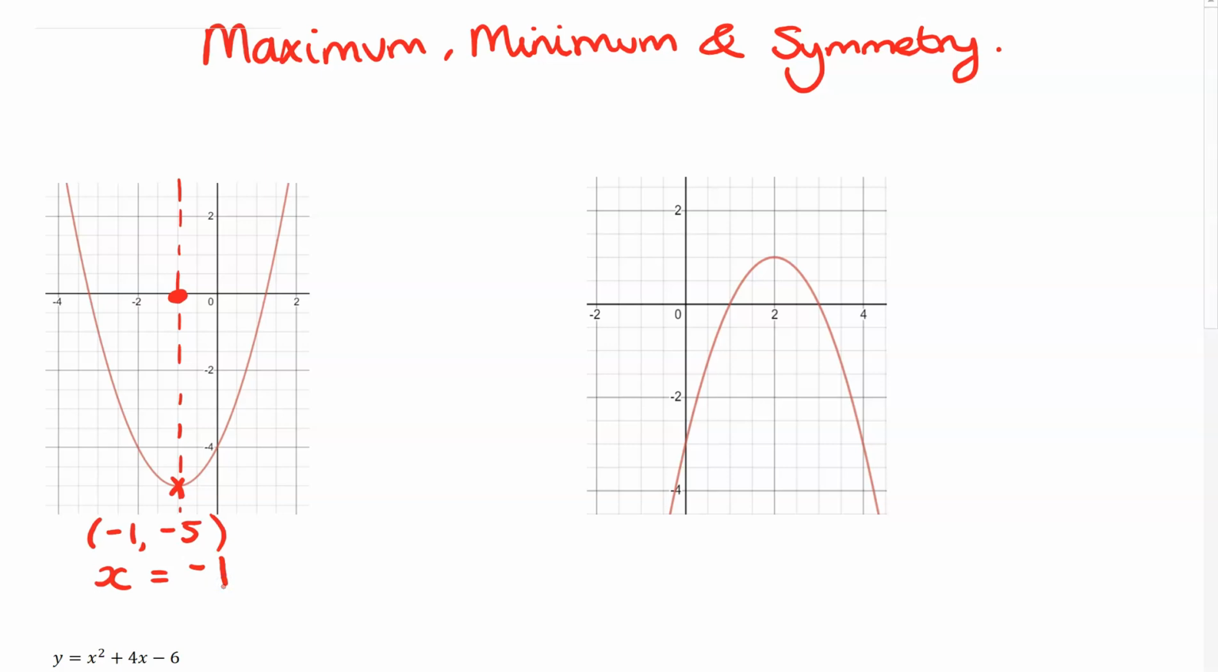Right. Same when it's upside down, so you've got a negative parabola here. Again, it's a maximum point, but you can see it really easily. It's this point up here. So the coordinate of that is 2, 1, and the line of symmetry, again, it's vertical, it's always going to be vertical on a parabola, is x equals 2.